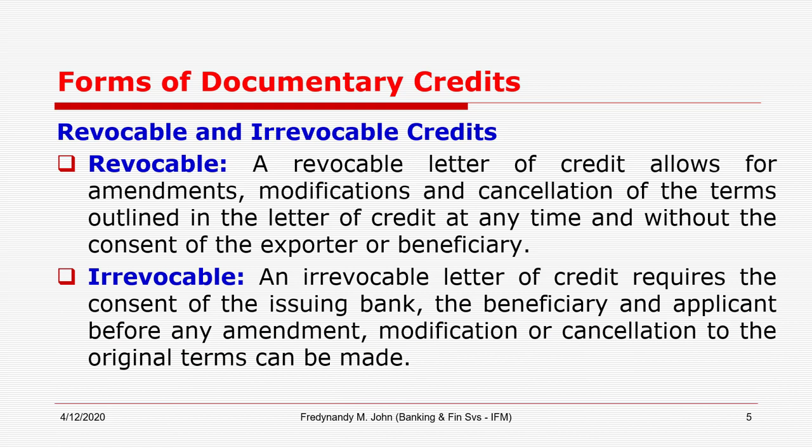Another form of documentary credit is the irrevocable credit. Irrevocable credit refers to a letter of credit that requires the consent of the issuing bank and the beneficiary before any amendments or cancellation can be made. That is to say, unlike the revocable credit where an importer who is the applicant can make cancellation or modification without the consent of the exporter, with the irrevocable credit, the importer really needs to seek the consent of the issuing bank as well as the exporter before he could make any changes to the letter of credit.